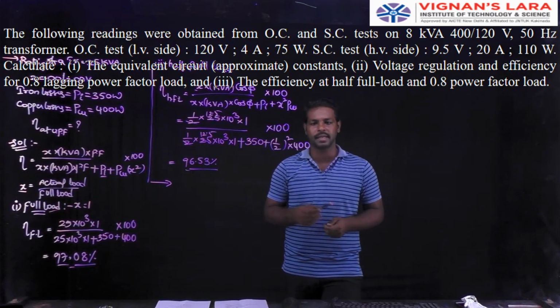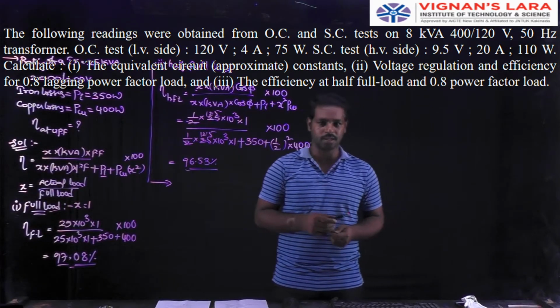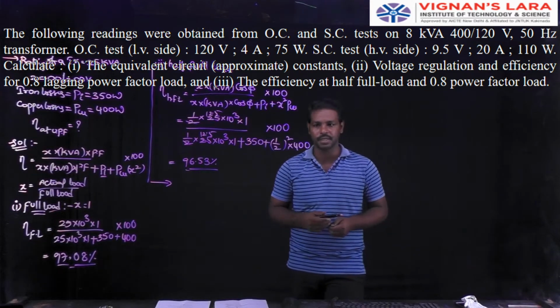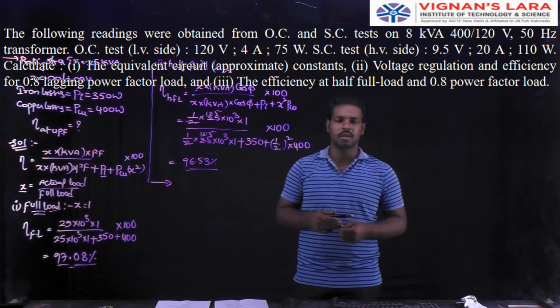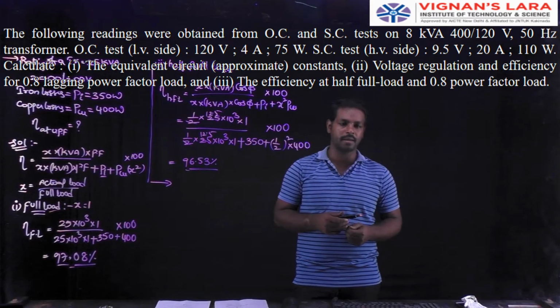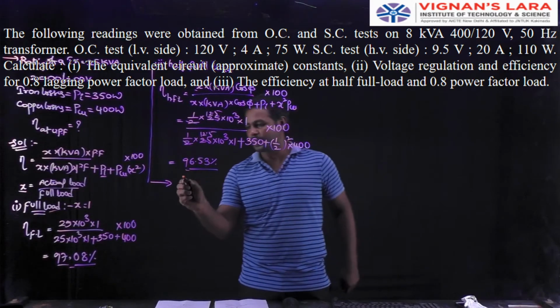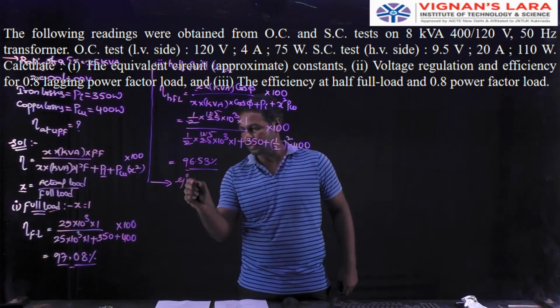Calculate the equivalent circuit constants or approximate constants, voltage regulation and efficiency for 0.8 power factor load, and efficiency at half load with power factor equal to 0.8. So first of all we are writing the given data.